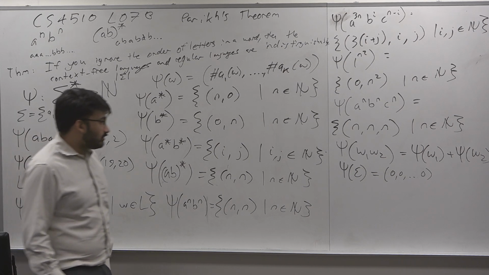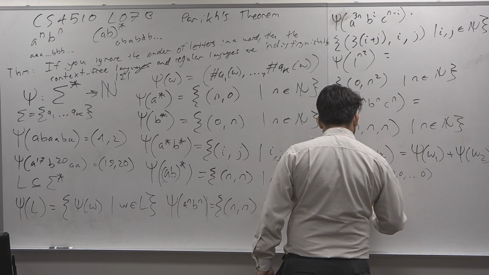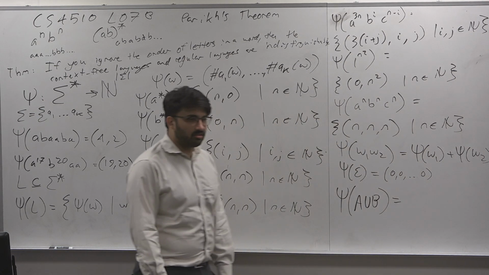One final kind of property of it. Let A and B be languages. What is the frequency of A union B? And A and B, again, are languages, not strings.